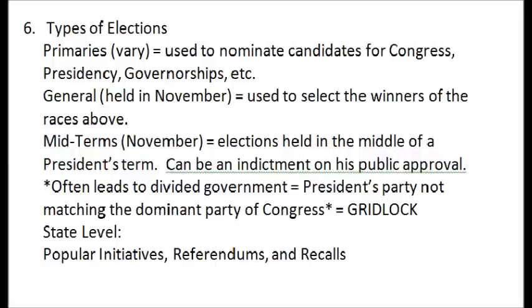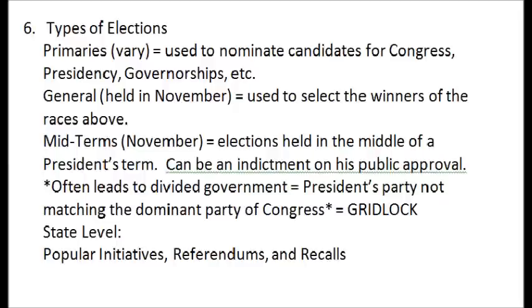There are several types of elections held in the United States. Primary elections are used to nominate candidates for public office, including congressional races, the presidency, and even governorships. The general election, typically held in the month of November, is used to select the winners of those races. Midterm elections are elections that are held in the middle of a president's term. They typically can be a large indictment on the public's approval of that president.